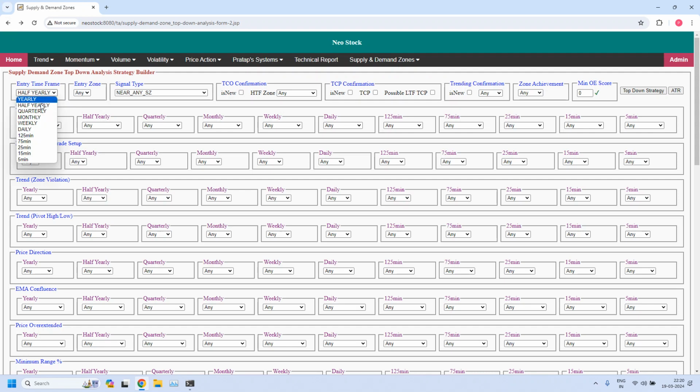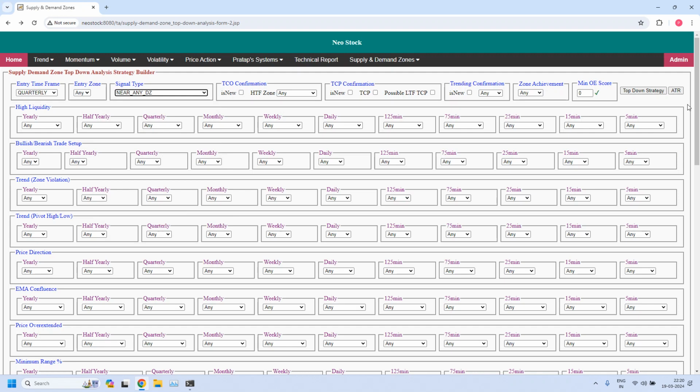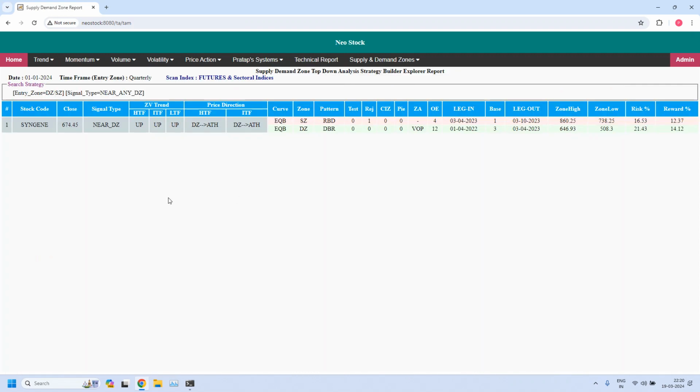Now I am changing the time frame to quarterly. Let us find the stocks near quarterly demand zone. So only one stock is filtered. I'll be giving you only a few seconds and then move on to the next report. If you want to study the parameters of this particular stock, please pause the video. Based on these parameters, you can even draw the zones in the charts. After that, you can proceed with the video.